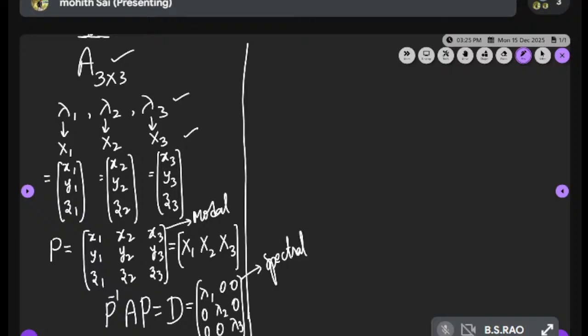Eigenvectors. Please write down. Consider a 3 by 3 matrix.